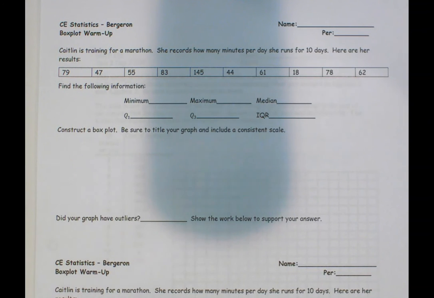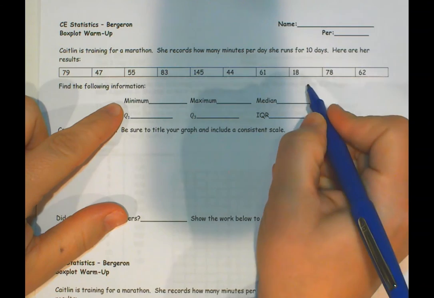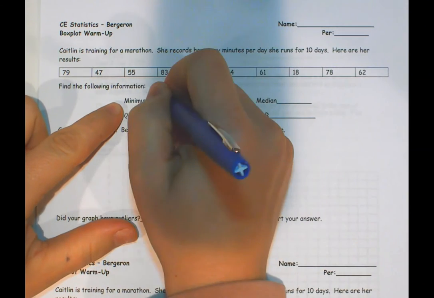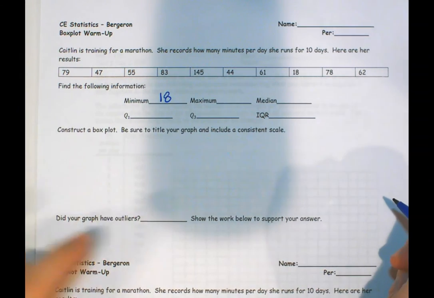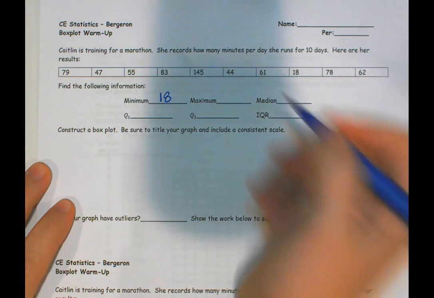So first is your minimum, your lowest number. So our lowest number here would be 18. So that's our minimum. Our maximum is our highest number, which would be 145.